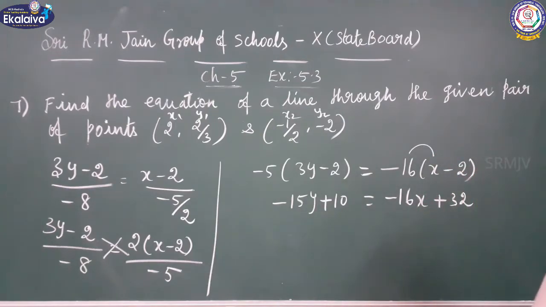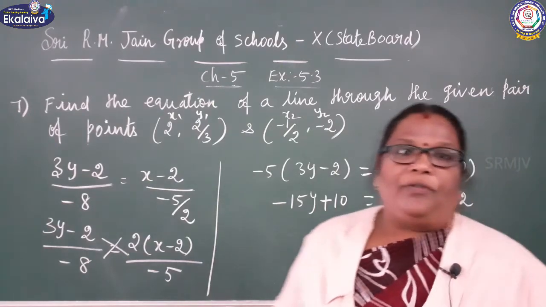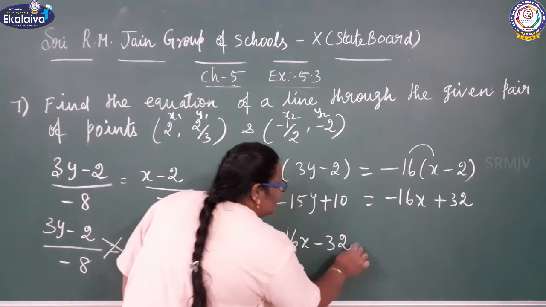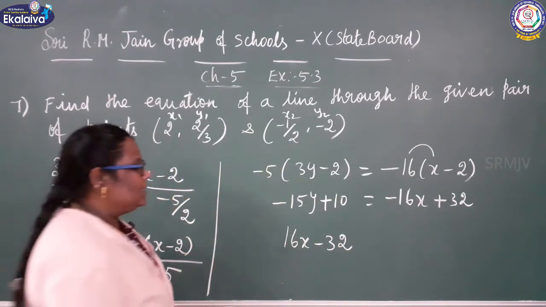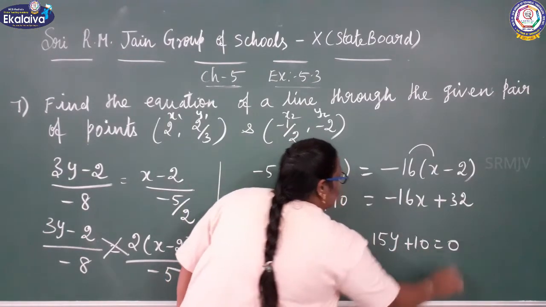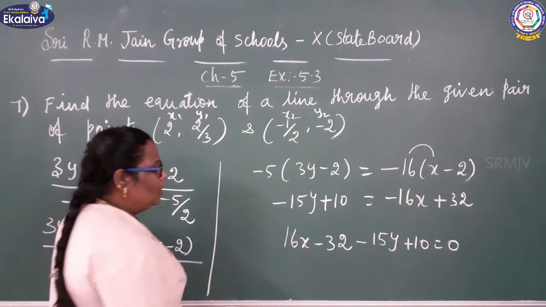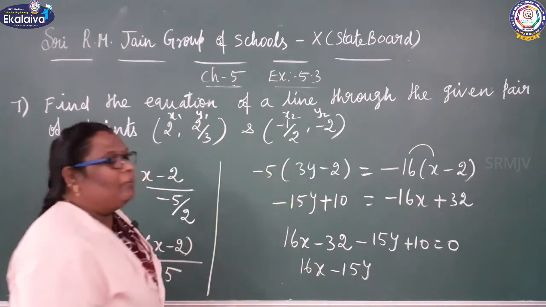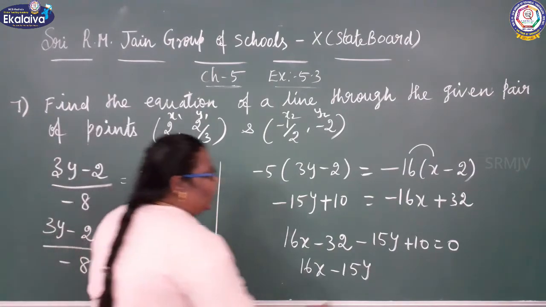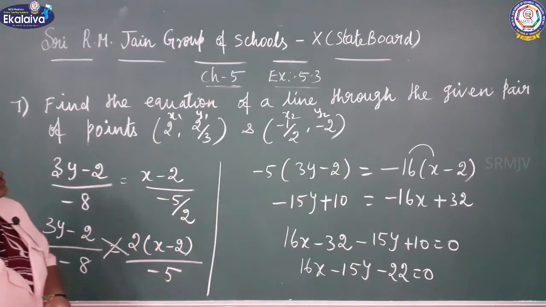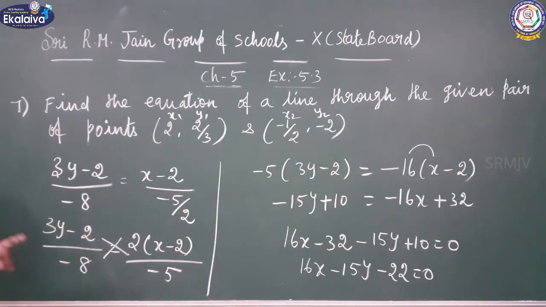So x is negative, so you can bring it to the left hand side. See here, 16x minus 32 minus 15y plus 10 equal to 0. So 16x minus 15y, minus 32 plus 10 is what? Minus 22 equal to 0. This is the equation of the line passing through the 2 given points.